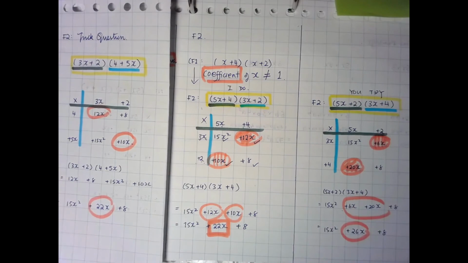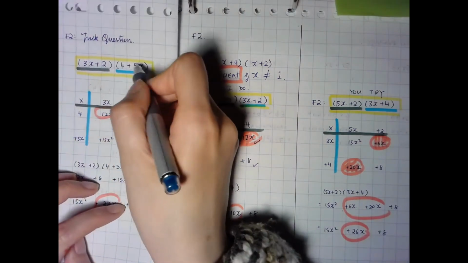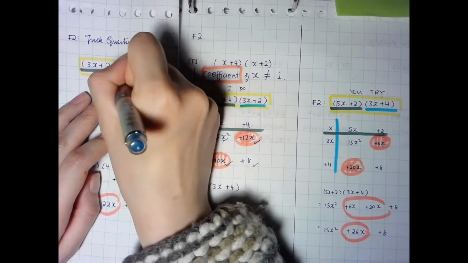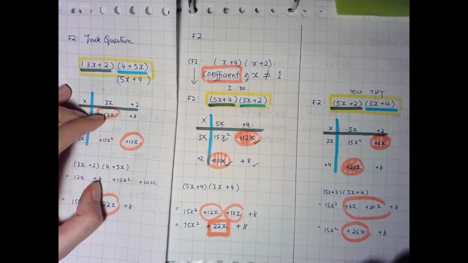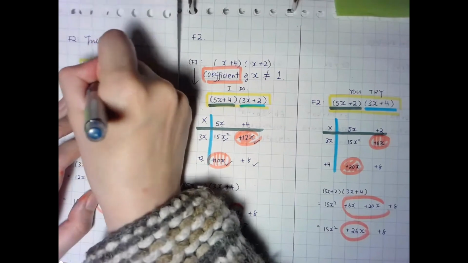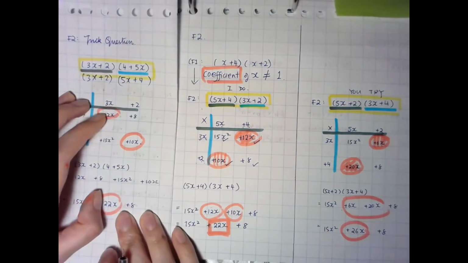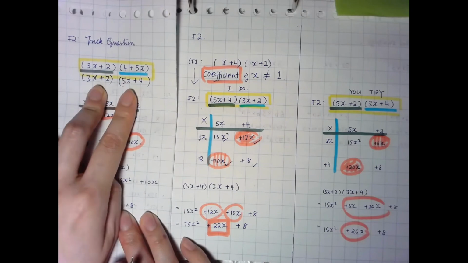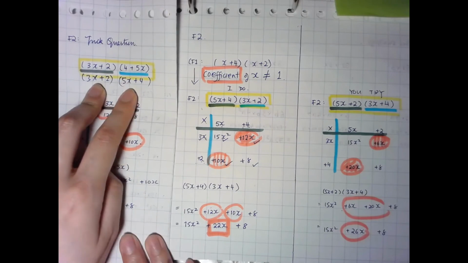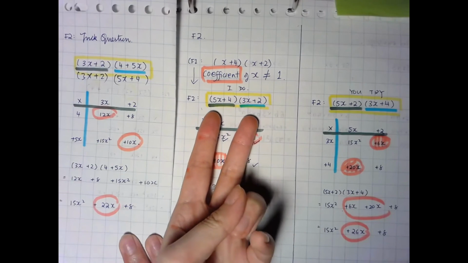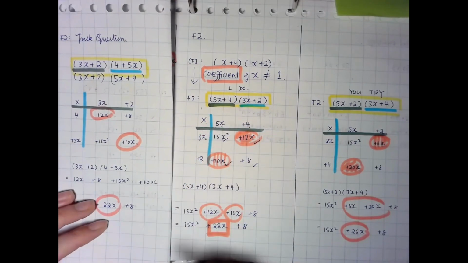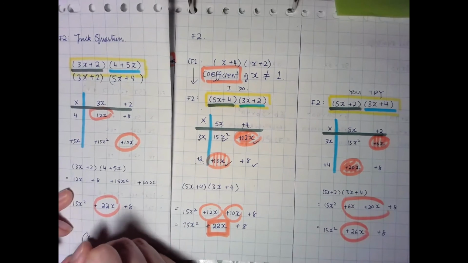Why is that? 4 add 5x is exactly the same as 5x add 4. Doesn't matter when you change the order of addition. 3x add 2 is the same as 3x add 2. 3x add 2 multiplied by 5x add 4 is exactly the same as 5x add 4 multiplied by 3x add 2. And that's because, like I said at the beginning, multiplication is commutative.